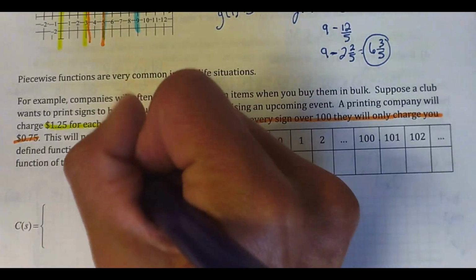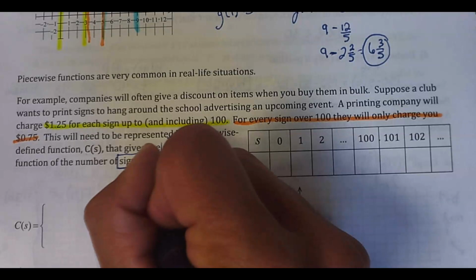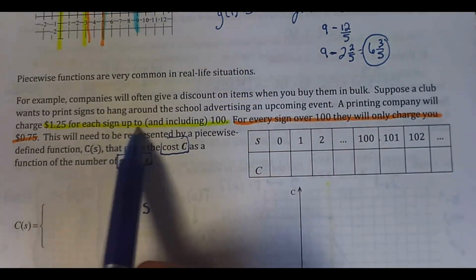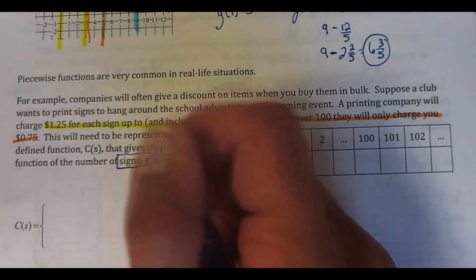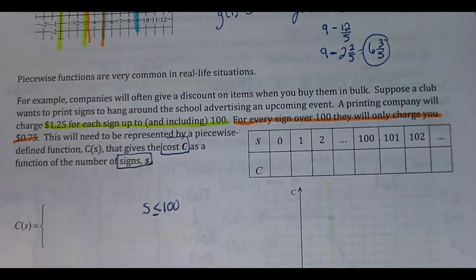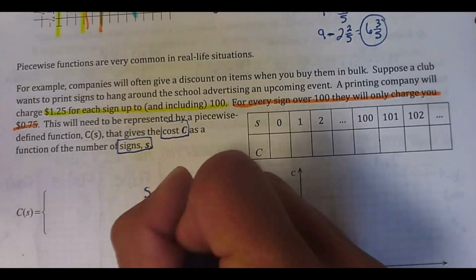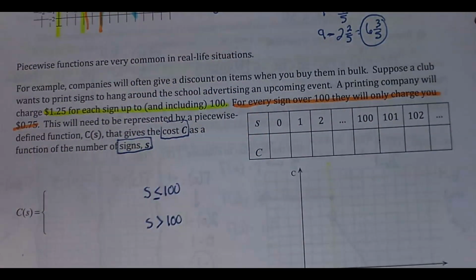And S is the number of signs. So I'm going to be using those letters. So if my sign amount is up to and including 100, that's the same as saying less than or equal to 100. So there's going to be one domain restriction. And then for every sign greater than 100, I'll have my other equation.